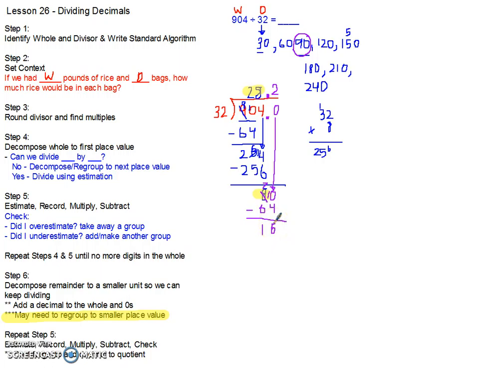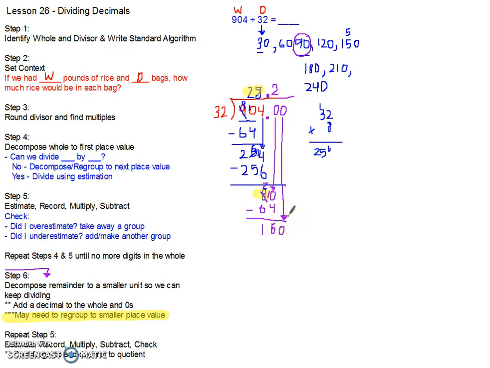And now I'm just going to keep repeating these steps and below until I don't have any more digits or I don't have a remainder. So what can I decompose 16 tenths into to get a smaller unit? That would be the next smallest place value, which is hundredths. So I add a 0 up top to my whole, and remember, this doesn't change how much the whole is worth, we're just adding zeros. And then I drop that 0 down, and so now I've renamed my 16 tenths as 160 hundredths.